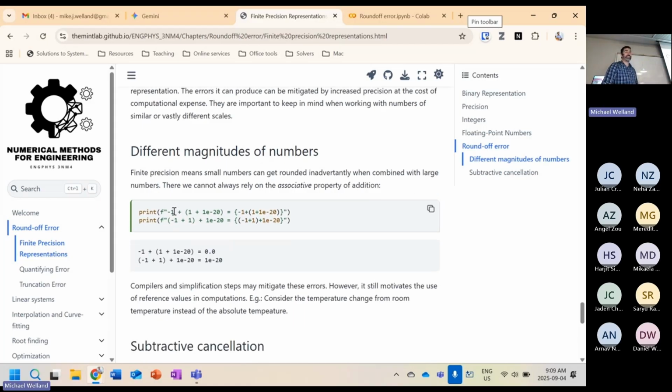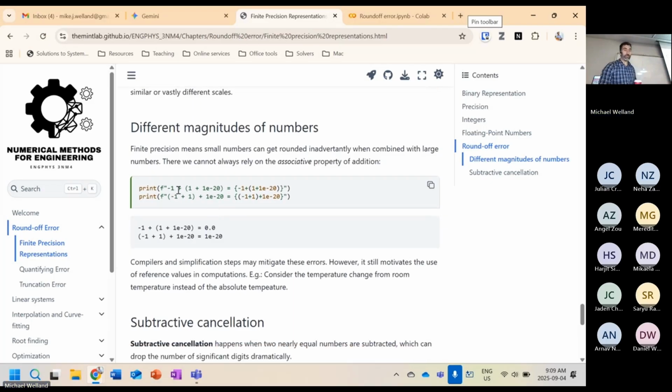So you cannot rely on the associative properties of addition. If you have what is -1 plus 1 minus 10 to the minus 20, what is that number? Somebody give me the correct number. You've already answered. Somebody who hasn't said anything. 1 minus 1 plus 1e minus 20. 1e minus 20, right? Computer-wise, the computer does say 0.